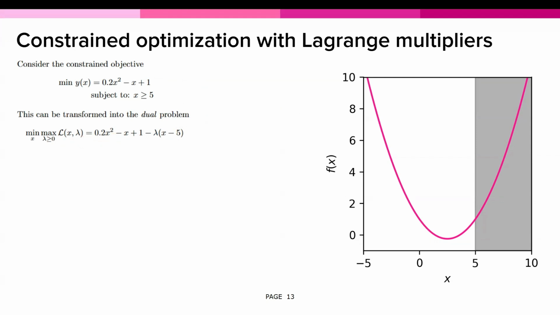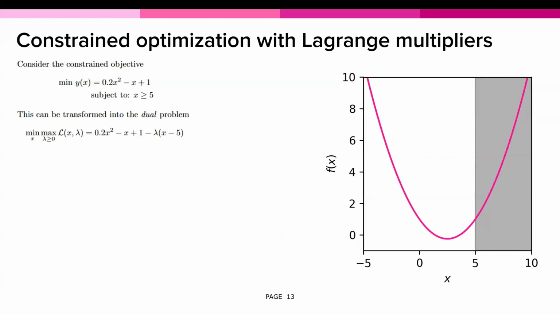And so the new Lagrangian function contains both the original objective and a term that accounts for the constraint, weighed by a new variable lambda, which is called the Lagrange multiplier. And this is restricted to be non-negative. And so the Lagrange multiplier tells us how much the objective function would change if the constraint were to be relaxed or tightened. And so if lambda is greater than 0, the constraint is said to be active and plays a role in determining the optimal solution.